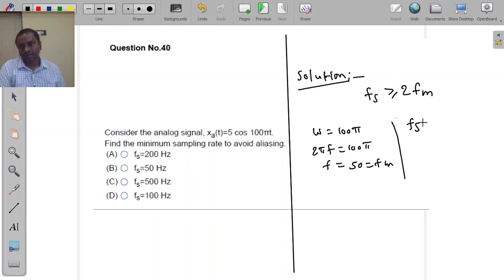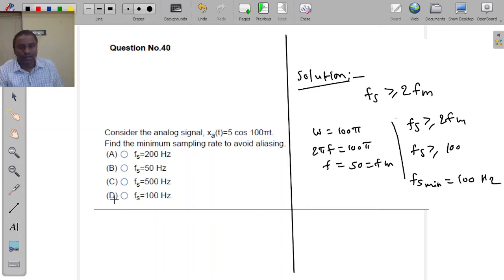The sampling frequency must be greater than 2 fm. So fs should be greater than 2 into 50, that is 100 Hz. So fs minimum is 100 Hz. So answer for this question is option D.